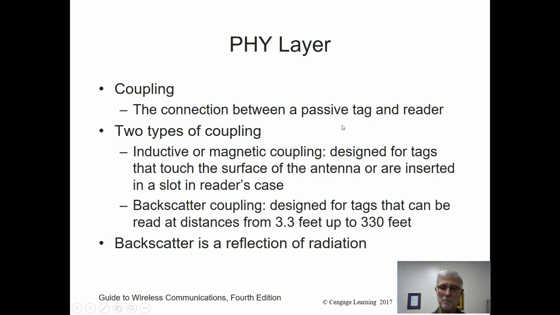Now, let's look at the physical layer. And basically, it's a coupling of the passive tag and the reader. There's two types of coupling, how they connect to each other. There's inductive or magnetic coupling, and it's basically tags that touch the surface of the antenna or are inserted into some kind of reader's case or something. Or there's a backscattering coupling, and it's designed for tags that can be read at distances from 3 feet to 300 feet. And backscatter basically is a reflection of radiation.